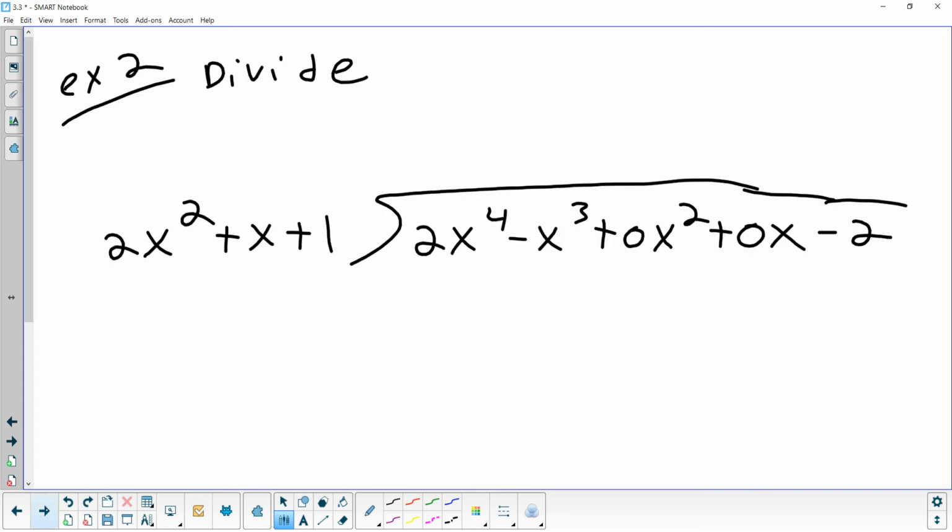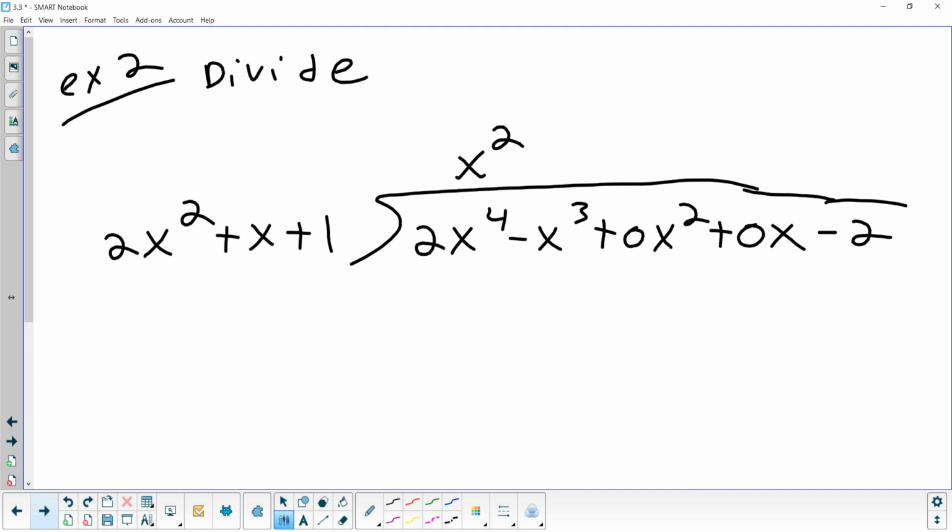Let's try this one, which they've already filled in the missing terms, the squared and the linear. So let's start dividing it and see what happens. So, Jason, when I take the first term on the outside and divide it into the first term on the inside, what do I get? X squared. Let's see, x squared, and we'll know when we multiply it back out, but that looks pretty good to me. Let's multiply it back out.